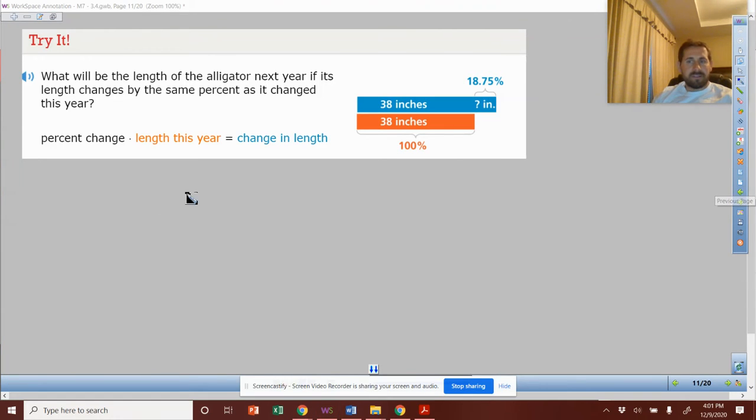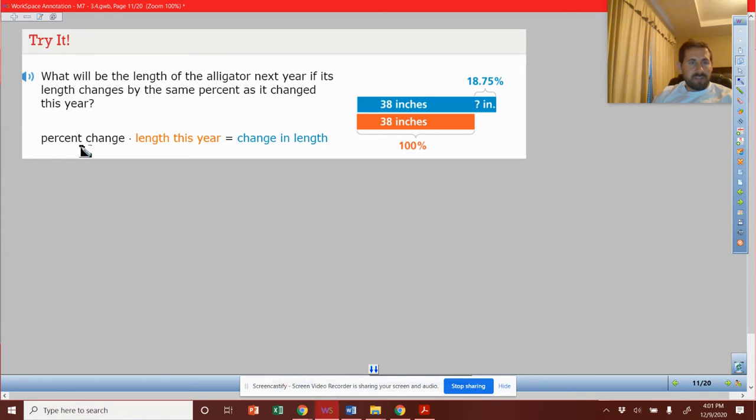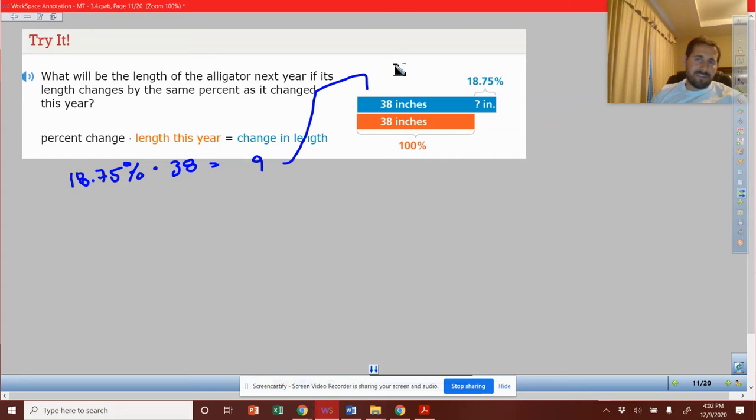The hint they're giving you here is you have your percent change times the length this year. So it's now 38. You can take 18.75, sorry, this is percent, and multiply that by its length of 38, and you'll get a new change length. I'm estimating here, okay? But let's say that it grows by 9. We're going to take that 9 and add it to the length right now. So 38 plus 9, we can now say that alligator is 47 inches. That's one way you can do it.